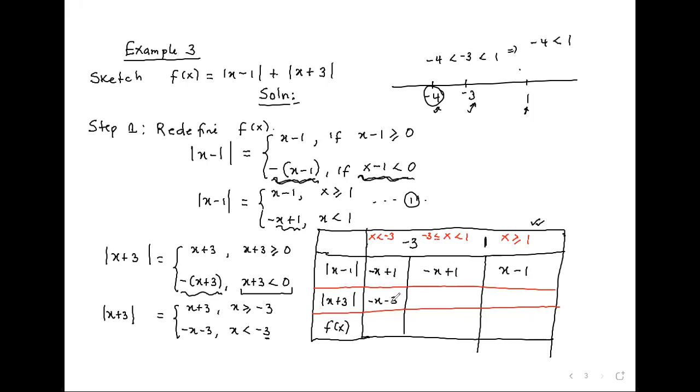Salam? Can you kindly repeat on getting the values? You start from where you pick the value for x less than negative 3.